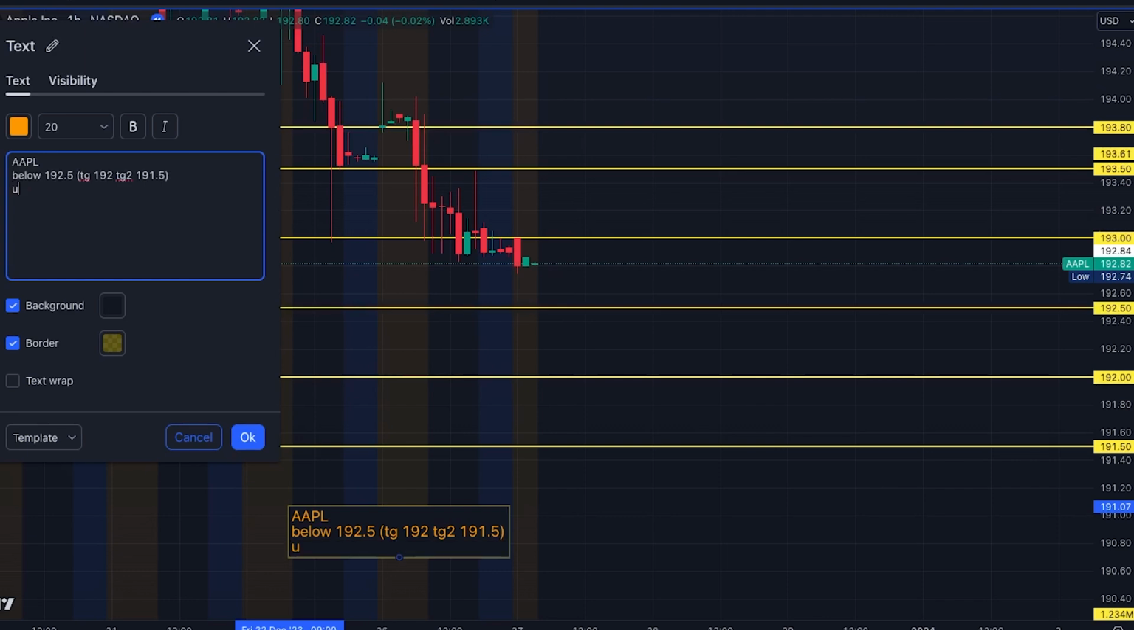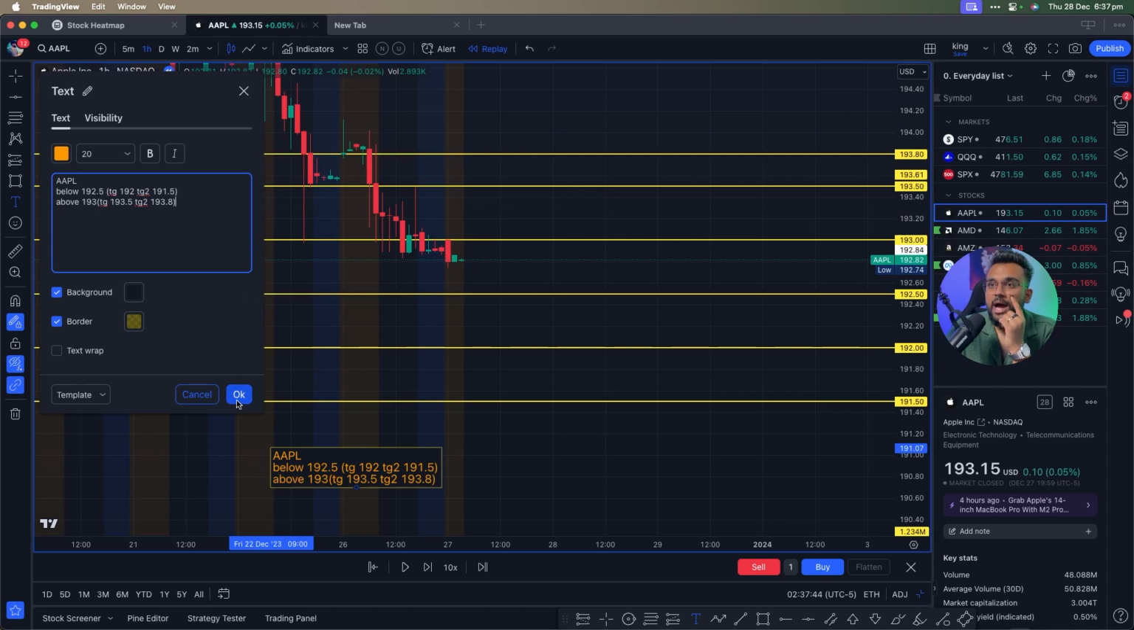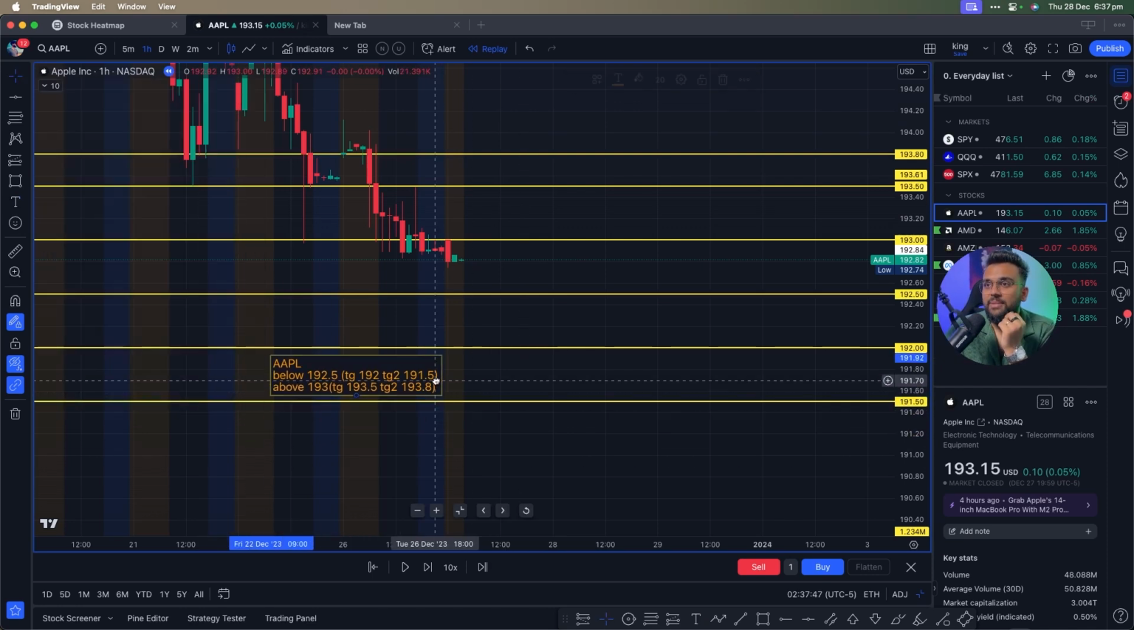But towards the upside, same thing, above this level 193, we can probably go towards 193.5. What's the target here? Target 193.5, right? And target 2, if the 193.5 breaks, we can catch another move towards 193.8. See what I did? Now I drew my levels. Now I have a plan on Apple.